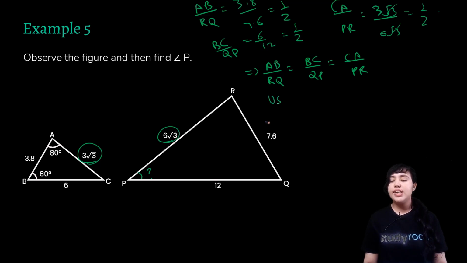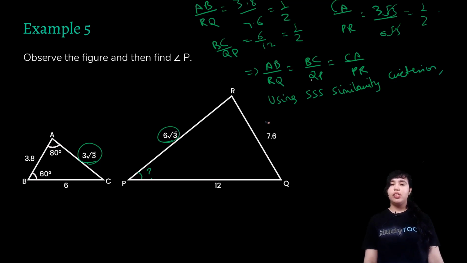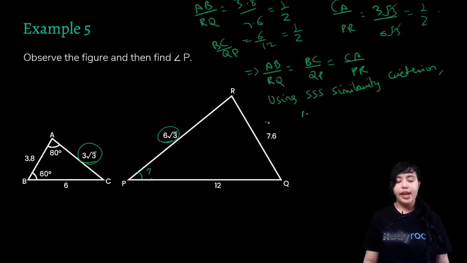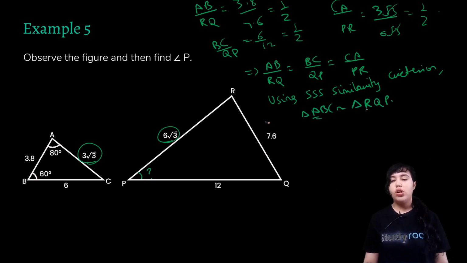say that using SSS similarity criterion, we need not look for all these 6 things. If the corresponding sides are in proportion, we can anyway say that the corresponding angles would also be equal, and hence triangle ABC would be similar to triangle RQP. Don't make the mistake of calling it PQR, because we have to see that A corresponds to R, B to Q, C to P, like that.